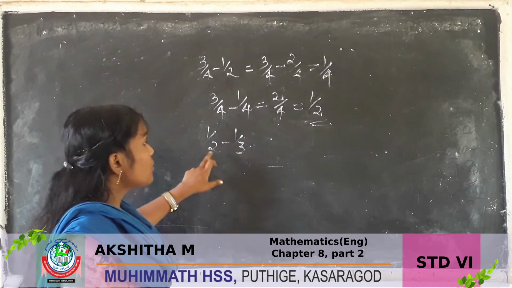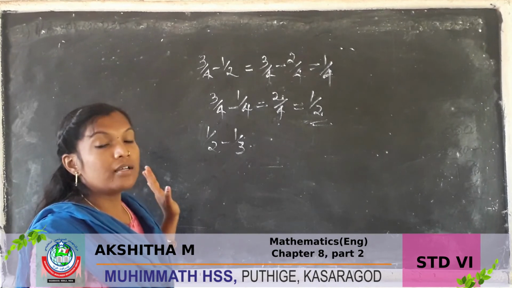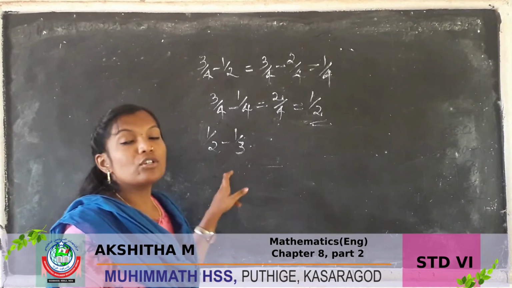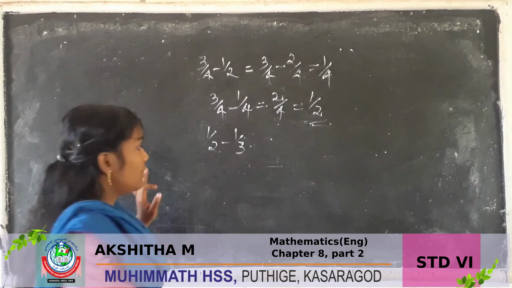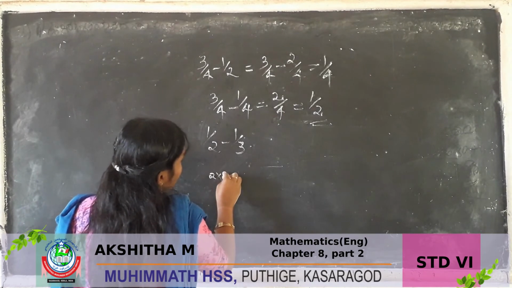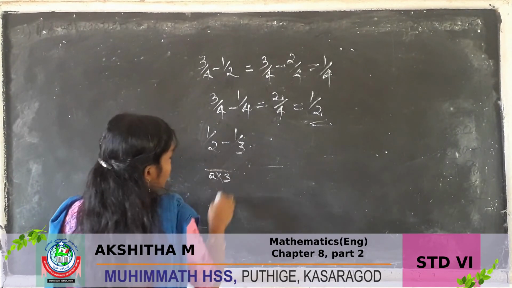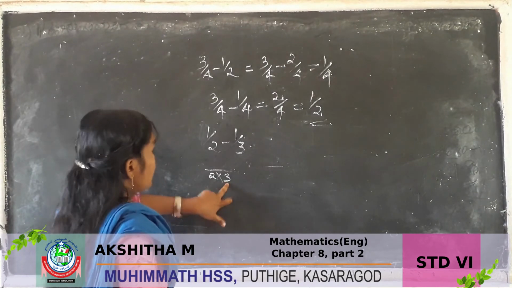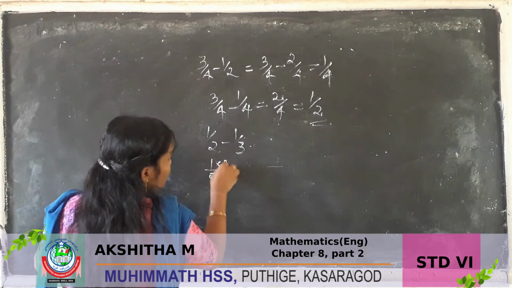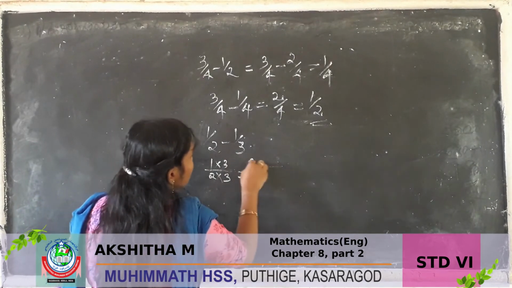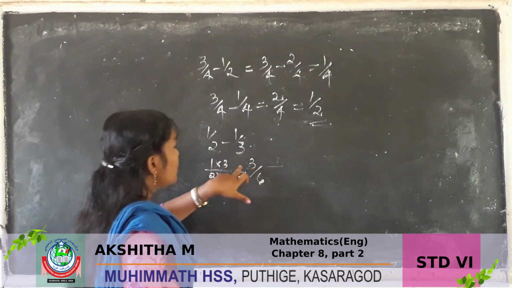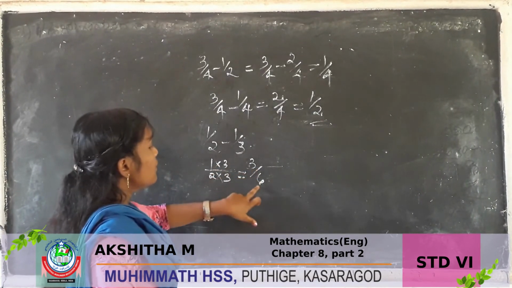Denominator same. So which is the common multiple of 2 and 3? Common multiple of 2 and 3 is 6. So 2 into 3 is 6. We have to multiply by the same number, 1 into 3. So we got here fraction 3 by 6. 1 into 3 is 3, 2 into 3 is 6.